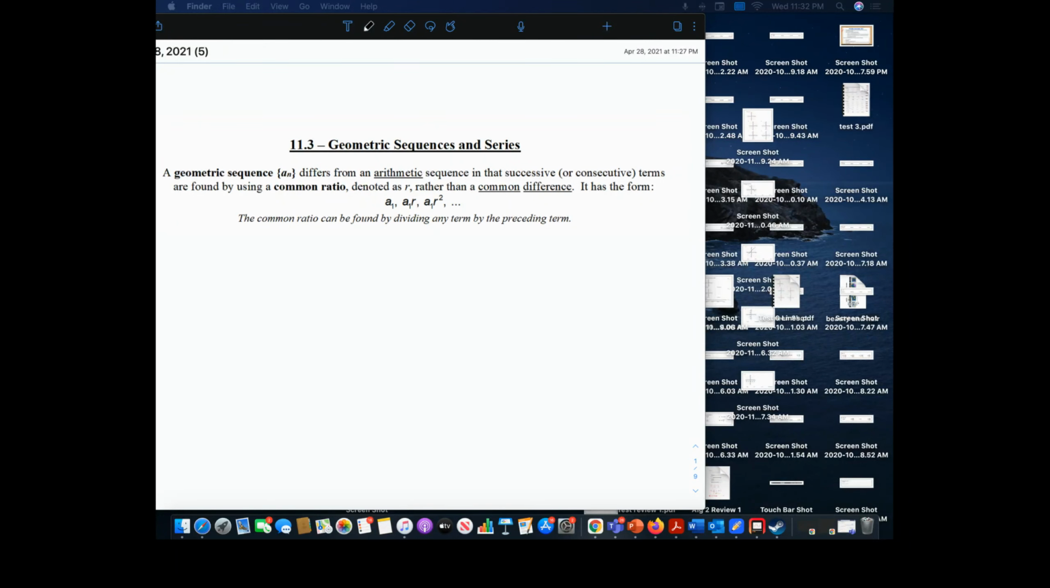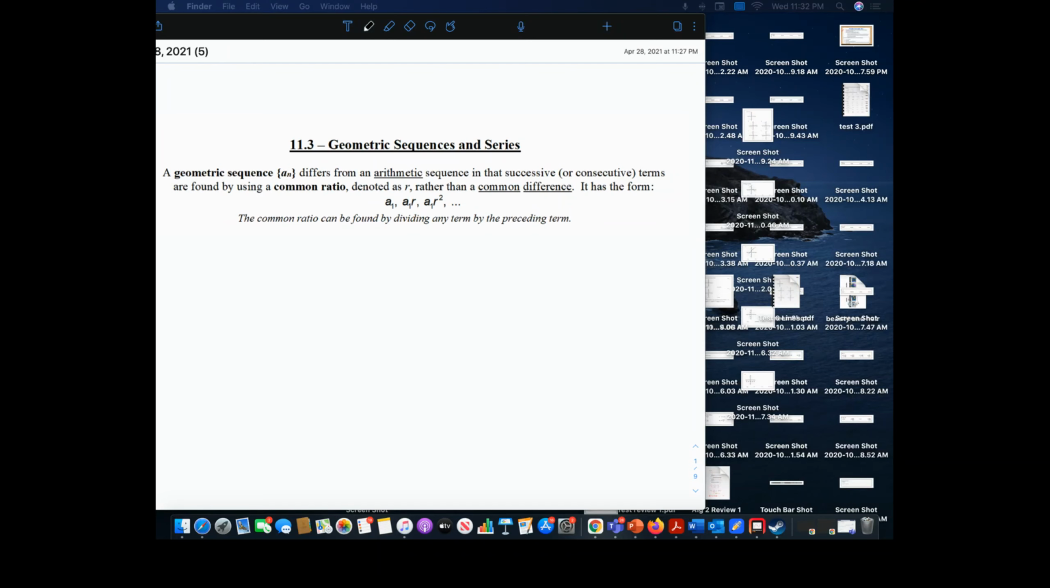All right, pre-cal. Welcome to Geometric Sequences and Series. Today we're going to be focusing on geometric sequences. A geometric sequence, often described as a_n, differs from an arithmetic sequence in that successive or consecutive terms are found by a common ratio denoted r rather than a common difference.